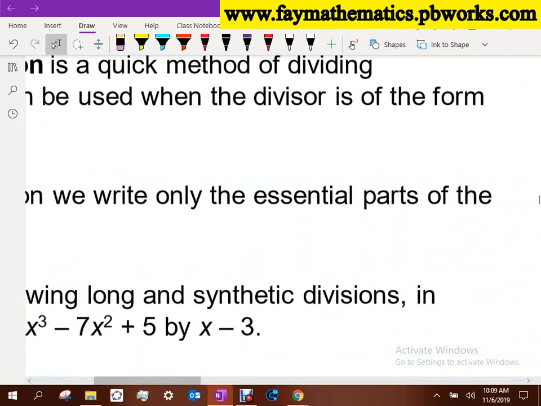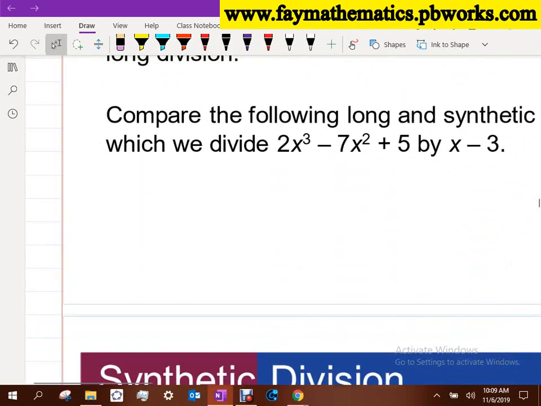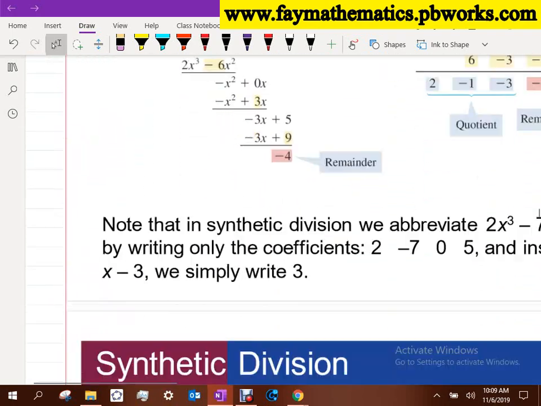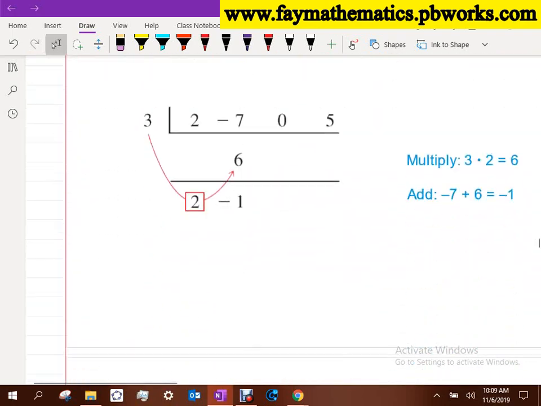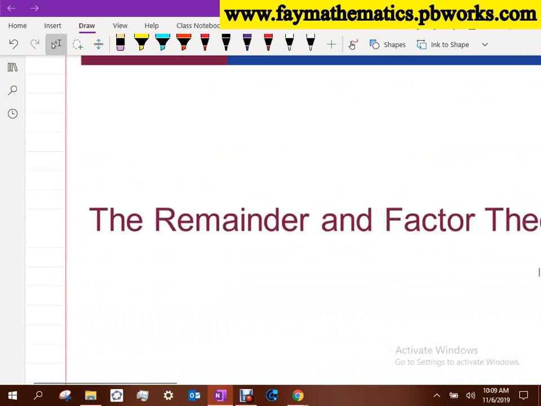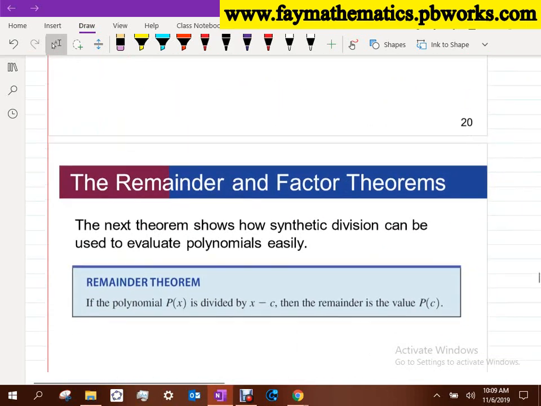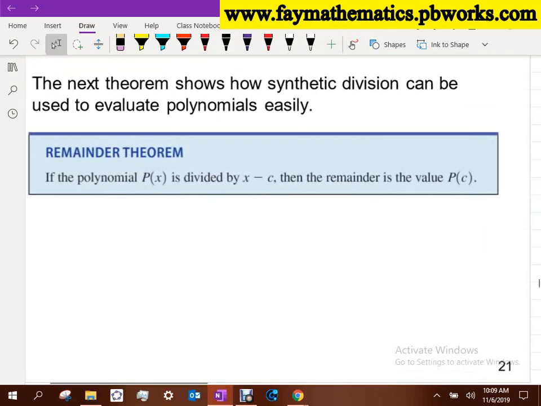Okay, so I'll put this over here for you. We'll come back up and do this other example here in a little bit as well. But the remainder theorem states for us that if the polynomial p of x is divided by x minus c, so that's a linear term, okay, then the remainder of that is going to be the same value p of c.